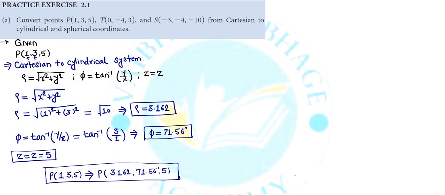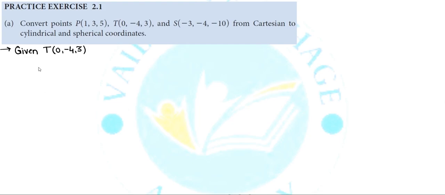Now in similar fashion, we are going to get the values for T and S. So let's go on to finding the conversion for your point T. We are given point T having coordinates 0, -4 and 3. Again, we are going to convert T into cylindrical coordinates in terms of rho, phi and z. Earlier we have seen the conversion. So what is rho? Rho is nothing but the square root of your x coordinate square plus y coordinate square.